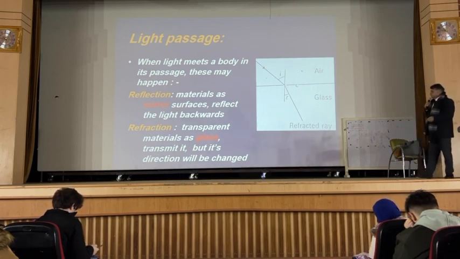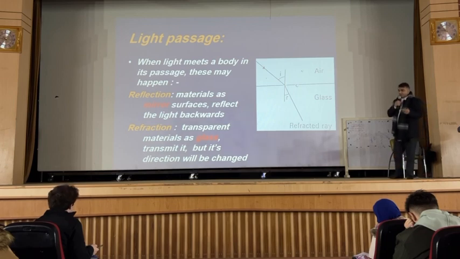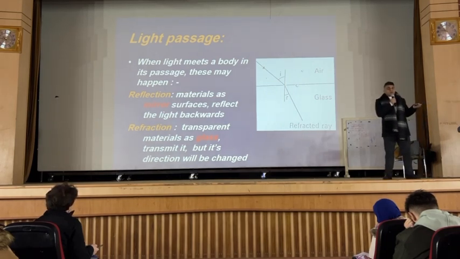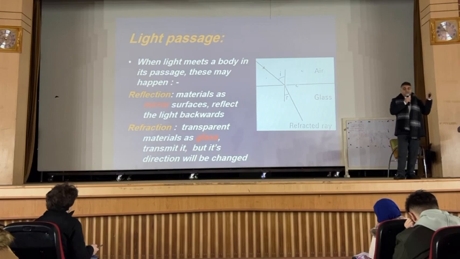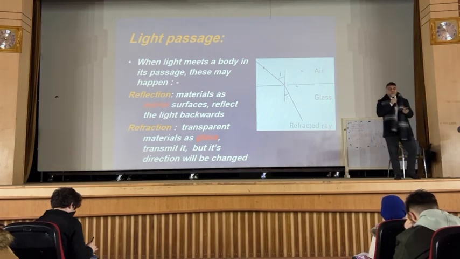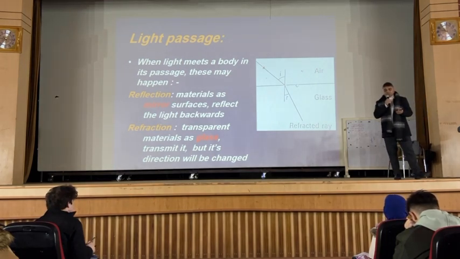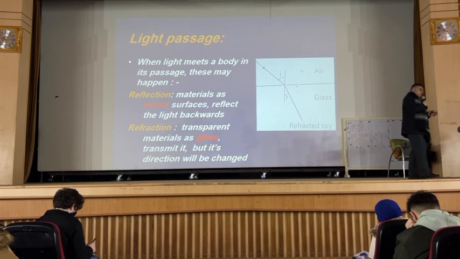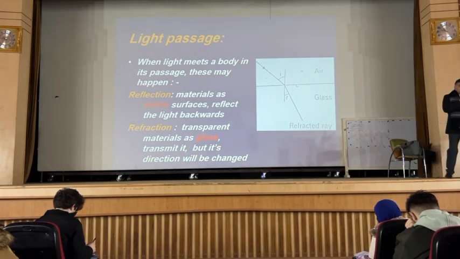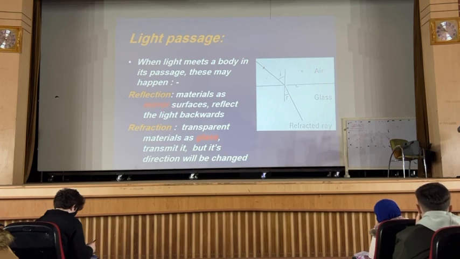In some opaque surfaces like a mirror, the light will be reflected. What is the meaning of reflection in Kurdish? Yes, in Arabic it is انعكاس, reflection. So mirrors reflect the light.